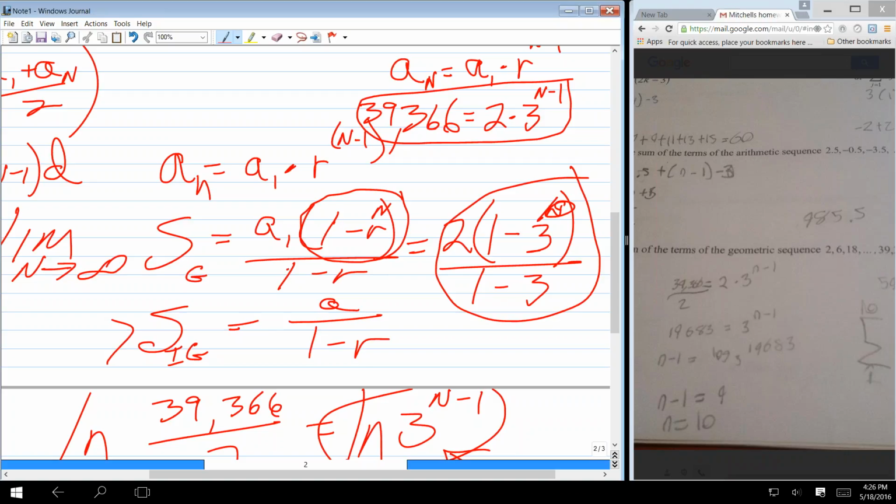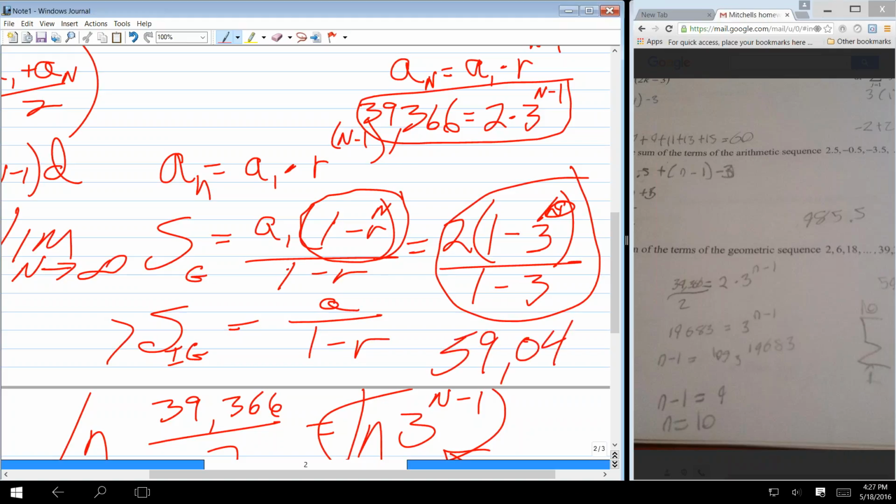Oh, hold it. Is it 3 to the 10th or 3 to the 9th? It's to the n, and we figured out n was 10. So, yeah, it's to the 10th. Yeah, so it is 59,048.